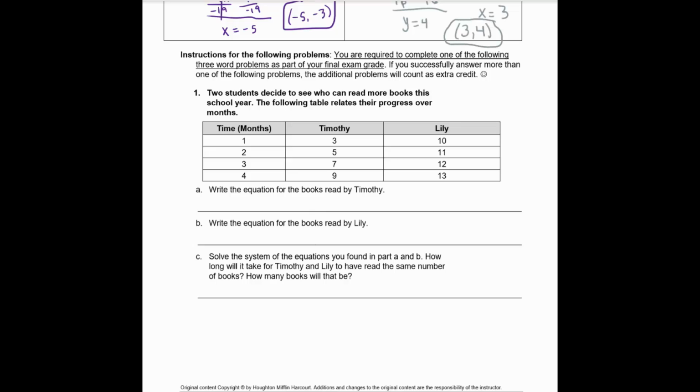So the equation for the books read by Timothy is that he is reading 2 each month. And so he's going up by 2. Sorry, pen struggles. Let me find a good one here. Okay, he's going up by 2. If I go backwards, then that means that at 0, it would be at 1. And the reason that's helpful is that 2 books per 1 month is my slope.